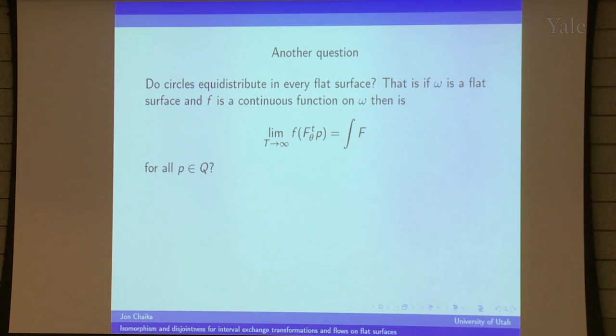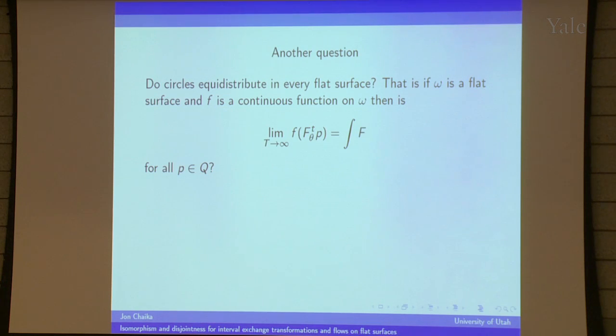Okay. So we have another question, which is, do circles equidistribute in every flat surface? What do I mean by this? I want to start at a point, and I want to flow simultaneously in all directions, but at the same speed. And the question is, does this equidistribute? I don't know about you guys, but I think the answer should be yes. I really do. One can play with quantifiers, but I don't know how to do this.